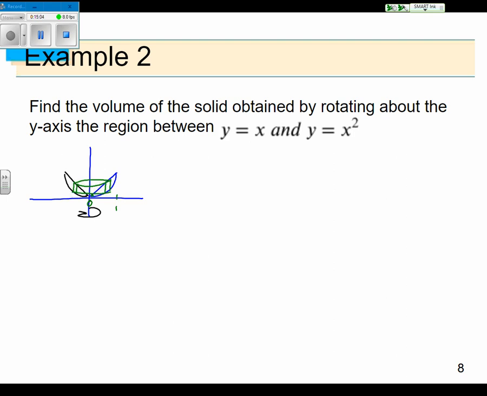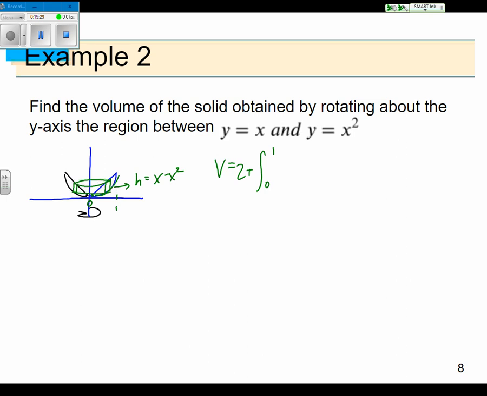Okay, so my shell height on this one is going to be the top line right here, this x, minus the bottom line, which is x squared. It's just a difference in my two functions. That has to tell me how tall the function is. It doesn't come all the way down to the x-axis. So I think I'm ready to rock and roll with the integral here.